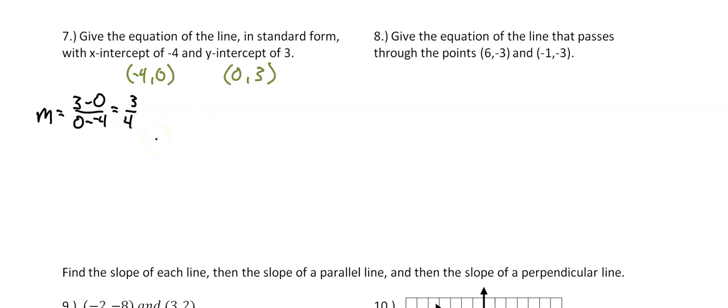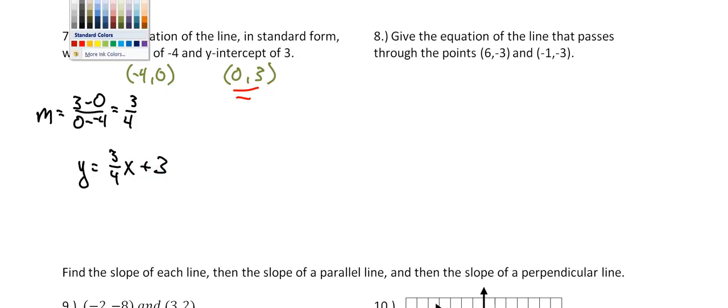And from here, normally I would go to point slope form and then rearrange it to slope intercept form and then take that to standard form. But when I'm given the y-intercept, that's the only time I should go right to slope intercept form. So I would call this y equals positive 3/4 x plus 3. I don't know where I got that negative from. Y equals mx plus b. The b is the y-intercept.